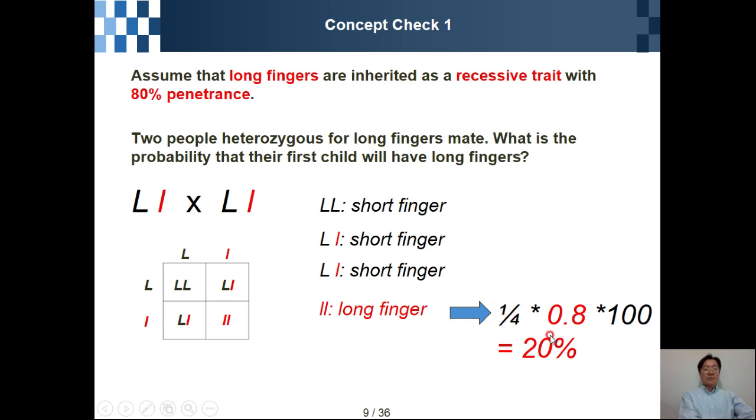But because they have 80% penetrance, we have to multiply by 0.8, so it will be 20%. So the probability that their first child will have the long finger is 20%.